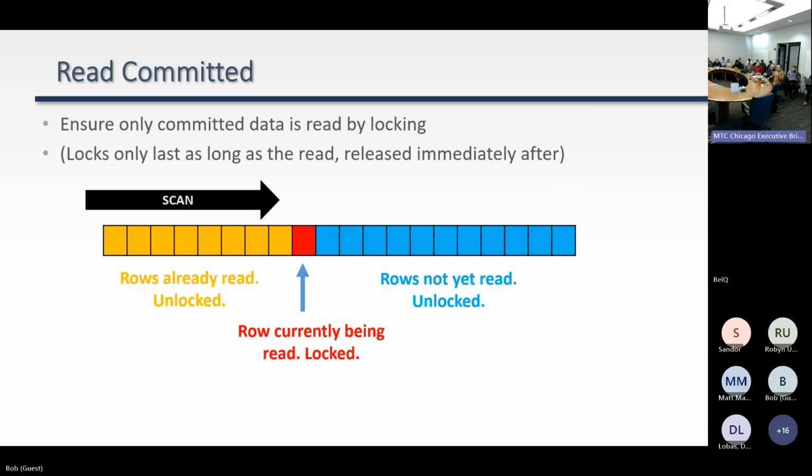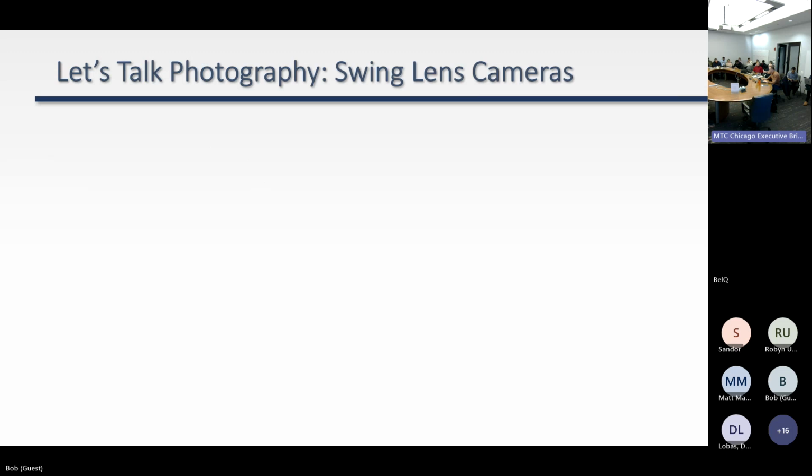So the way this works is that we're ensuring that only committed data is being read by locking. As we're going along the table and scanning it, in my little picture here every box represents a row. It takes a lock on that row while it's reading it. It only takes a lock on that row while it is reading it. It will lock the row, read it, and unlock the row, and then go to the next row and lock that row, read it, and unlock that row. So the locks are held for the duration of reading them, but they are released immediately afterward.